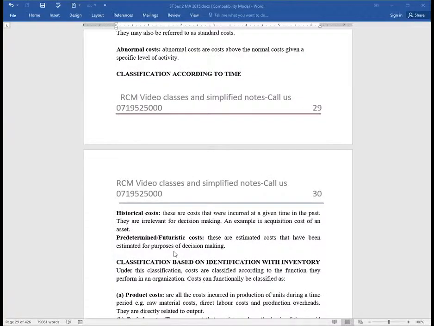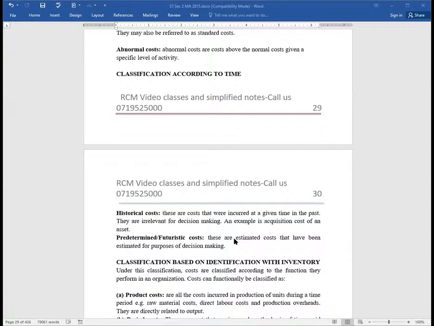The second class here is the futuristic, future or predetermined cost. These are estimated costs that have been estimated for purposes of decision making, costs that have not yet been incurred, which for purposes of creating a platform of effective decision-making process, we are trying to estimate. So that is very, very important for you to understand.